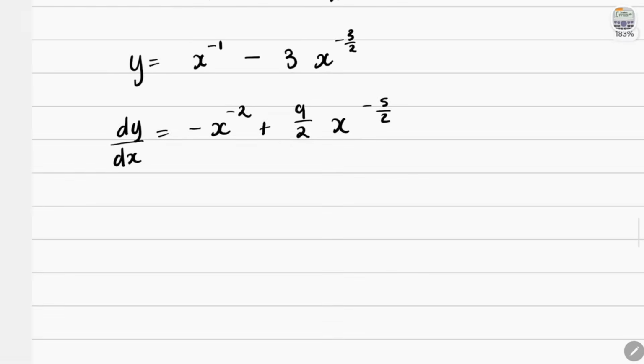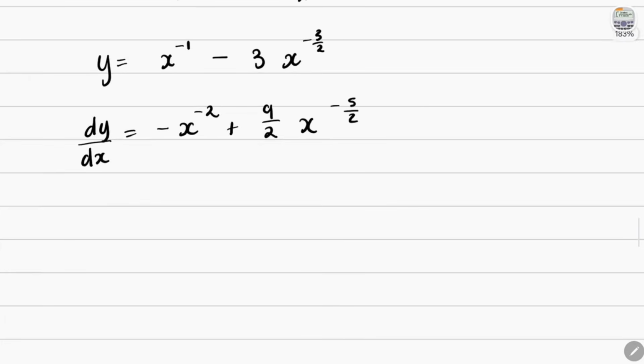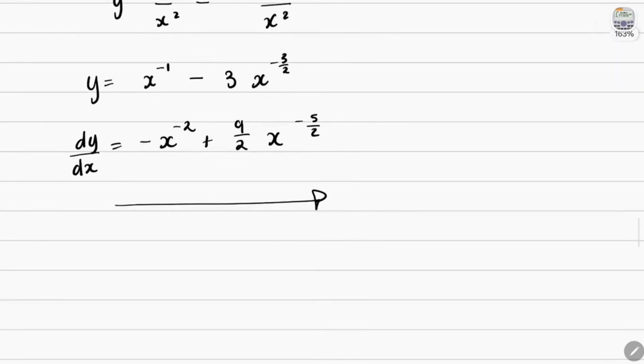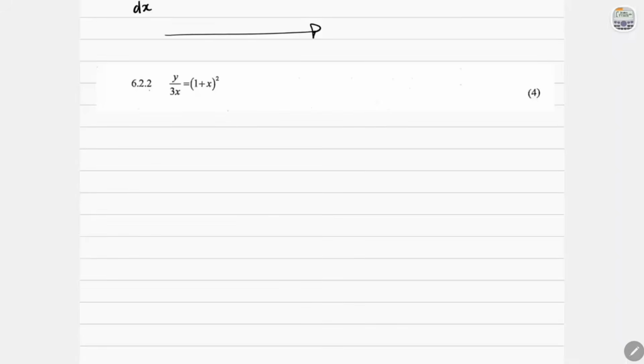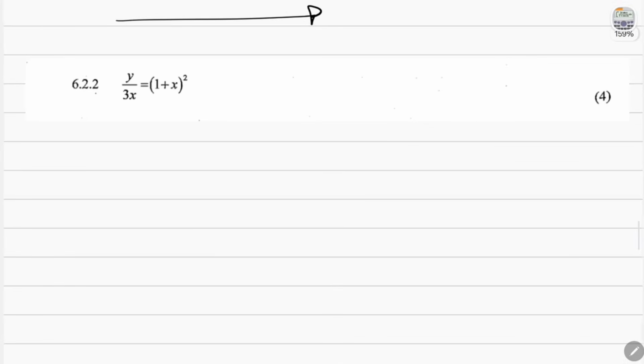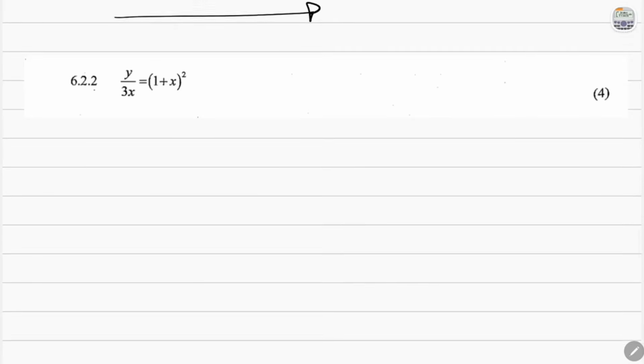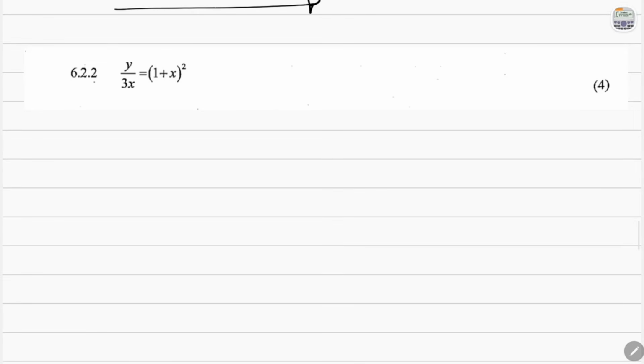You can leave it as like this, okay, with a negative exponent, or rewrite it with a positive exponent. That is still fine. But at this point, it's acceptable to leave it like that. Moving on to the next question. Question 6.2.2 says, we have y over 3x and then it's equal to 1 plus x raised to the power of 2. And we need to determine the derivative of this function.